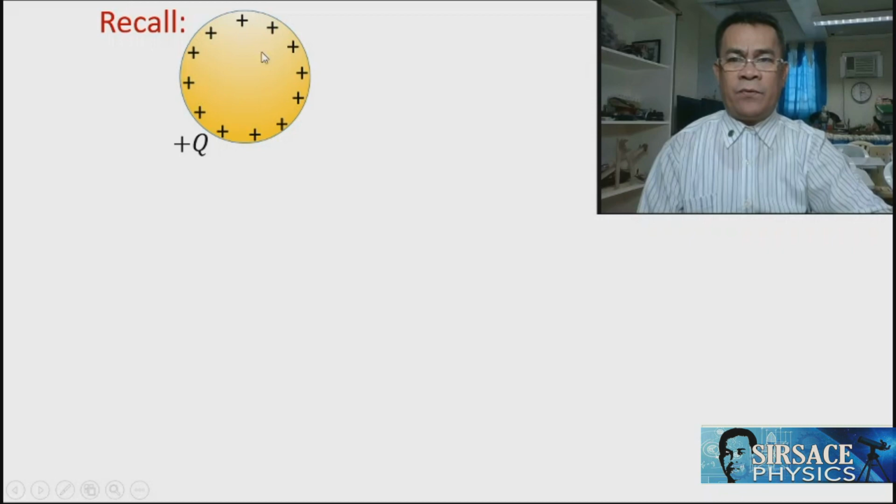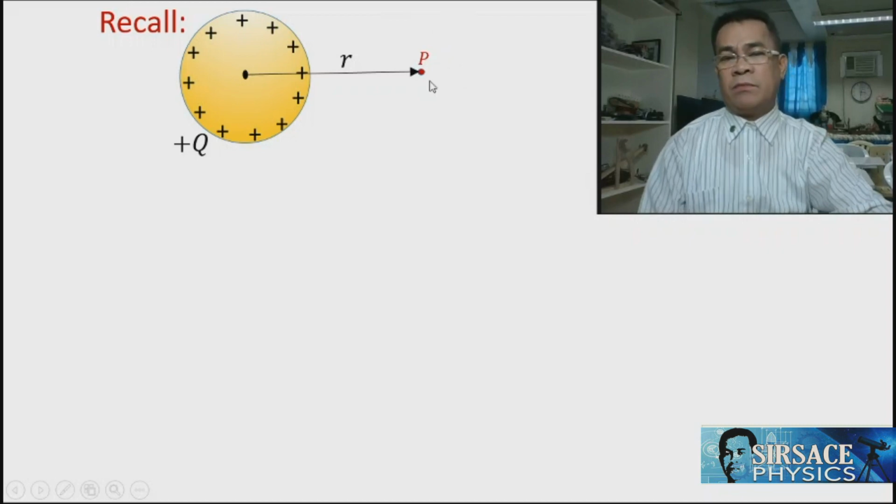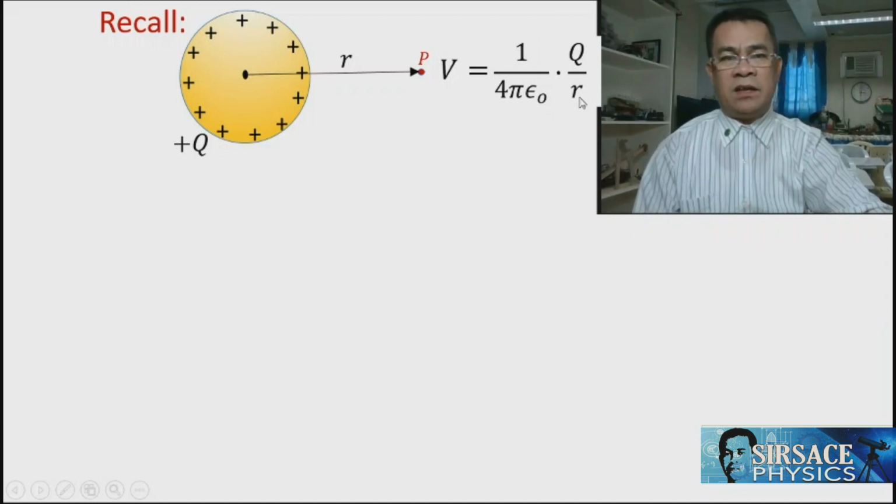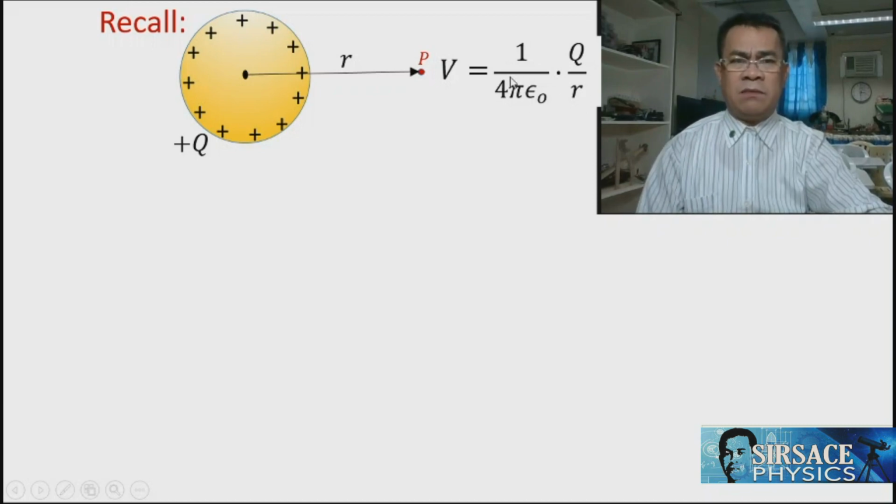Now let us recall that if we have a point charge, whose charge is positive and spread all over the surface of a sphere, then at a point P at a distance R from the center, we can always calculate the electric potential. We found that the electric potential at point P with a charge Q is 1 over 4 pi permittivity, our electric constant, divided by the distance. So it is very simple to calculate because we know the electric potential of a point charge.